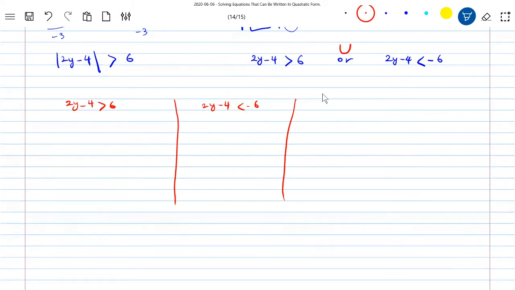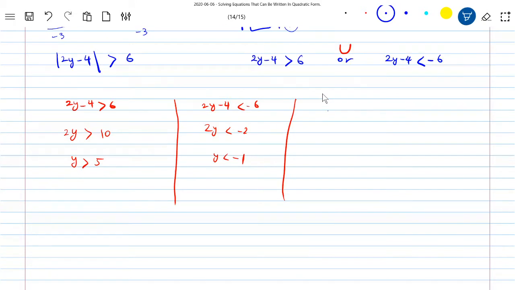Okay, 2y minus 4 greater than 6. Add 4, divide both sides by 2. Here, I'm going to do it step by step. 2y greater than 10, divide by 2, y greater than 5. And on the other side, same thing. Add 4 becomes -2. So 2y less than -2. Divide both sides by 2. y less than -1.